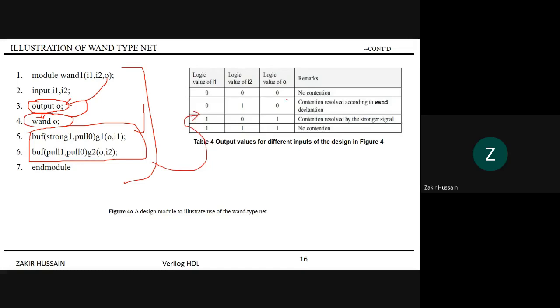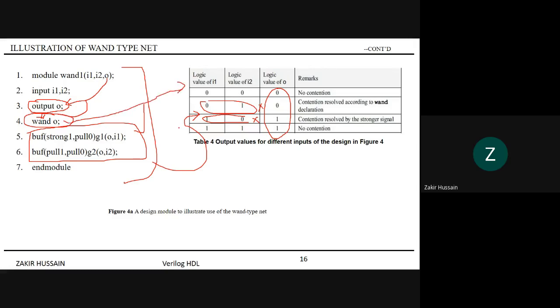If you see here, there is a happy result. There is no unknown value. When this is coming, actually a contention issue will come, but that is not there. This problem is solved just because of this.